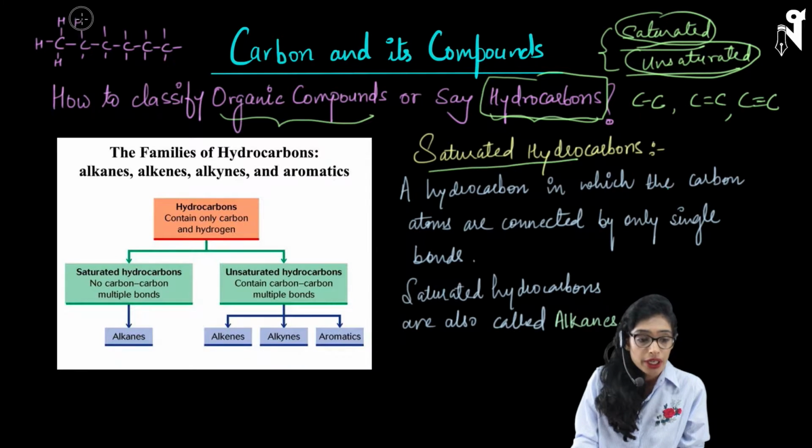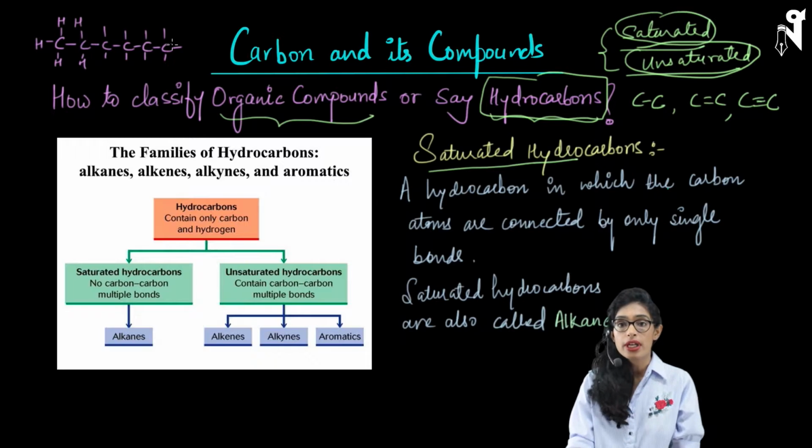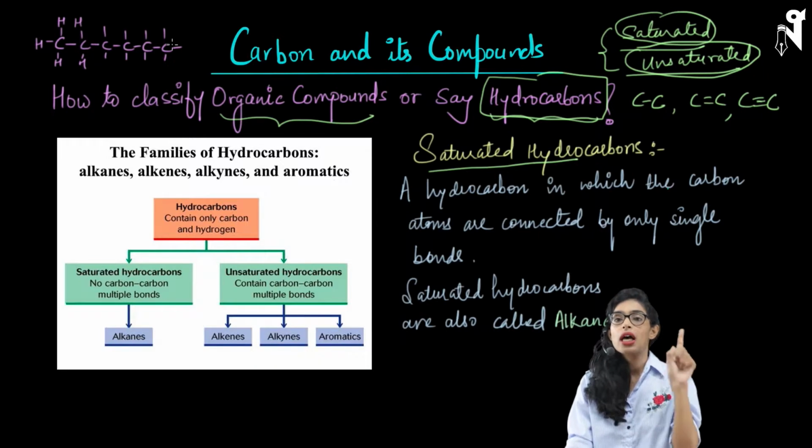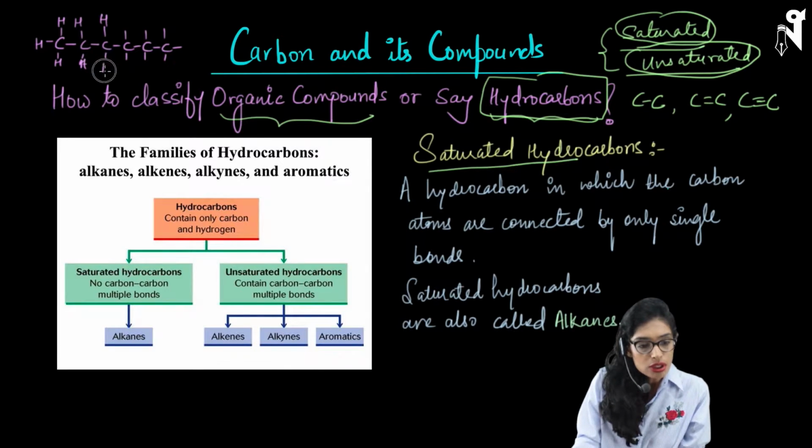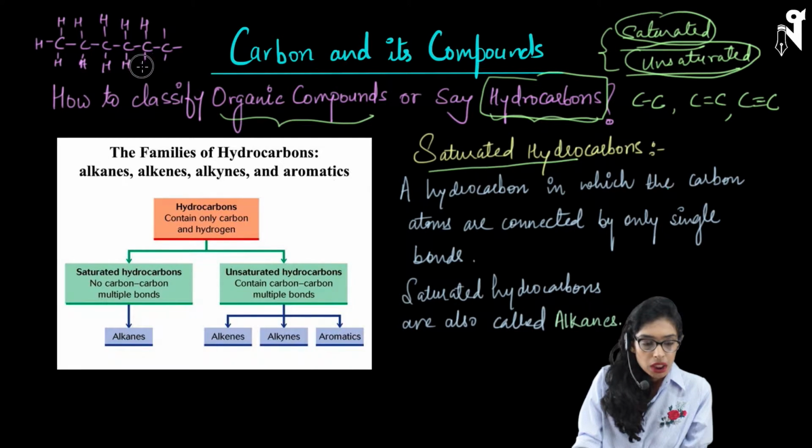So I have made a chain of how many carbons? 1, 2, 3, 4, 5, 6. A 6 carbon chain I have made, where all the 6 carbons are linked through the single bond, and the remaining valencies which were not fulfilled are eventually getting filled by hydrogen. So I have filled it with hydrogen. Just look at it over here on the screen. So this is my compound.